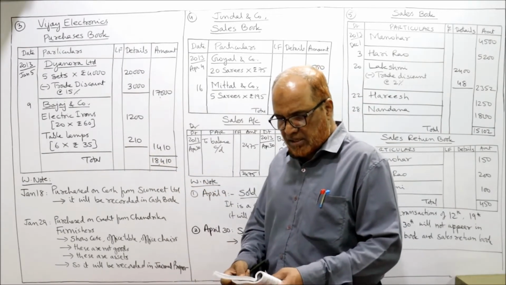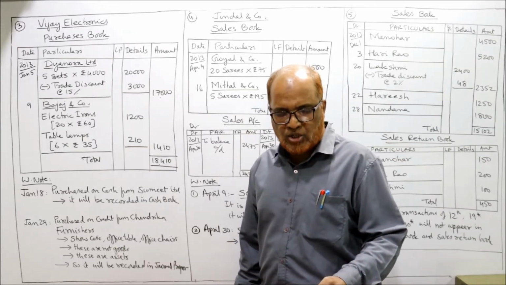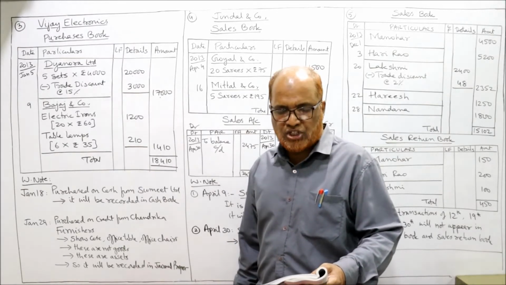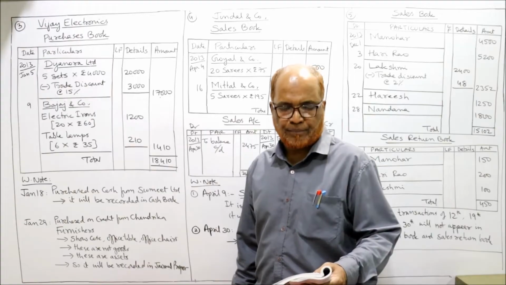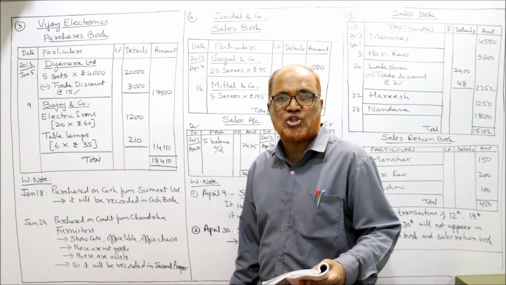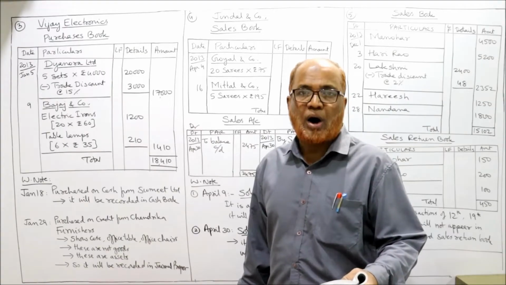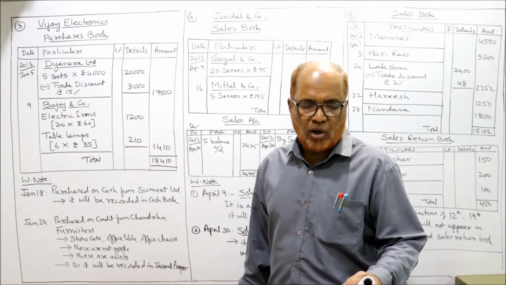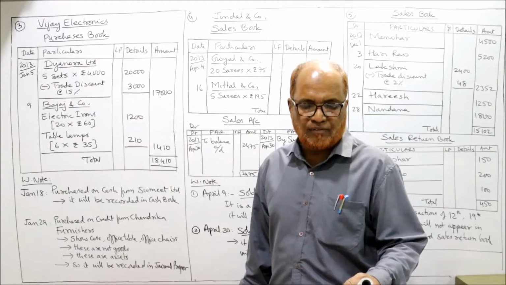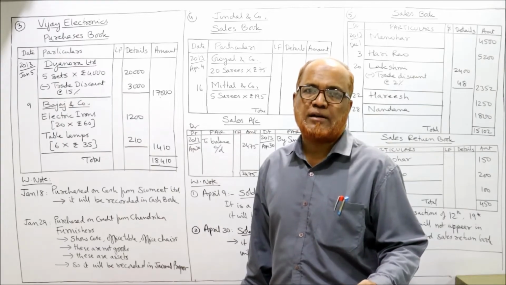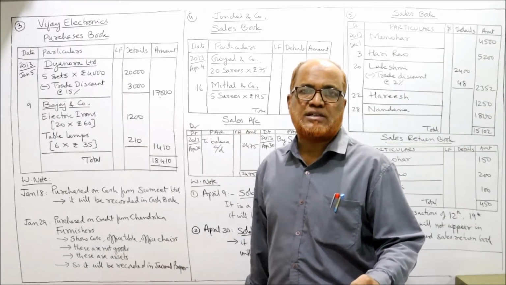Then next one is 29th. Purchased on credit from Chandrika Furnishers. The supplier name is Chandrika Furnishers. What have we purchased? Showcase 1, 1500. Office table 1, 800. Office chairs 6, 50 rupees each. Now see here, these are the assets purchased.